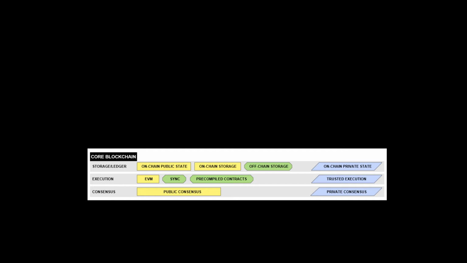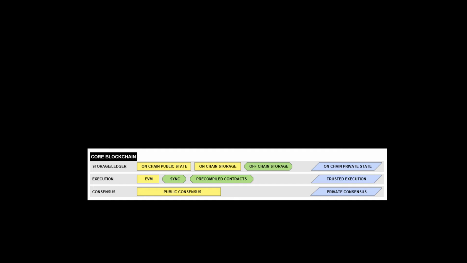The other thing that we have in this layer is trusted execution, which is where we want to have capabilities to execute code in a secure environment, and this is touched on with some of the other layers too.